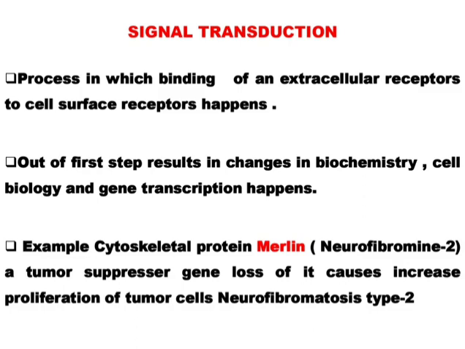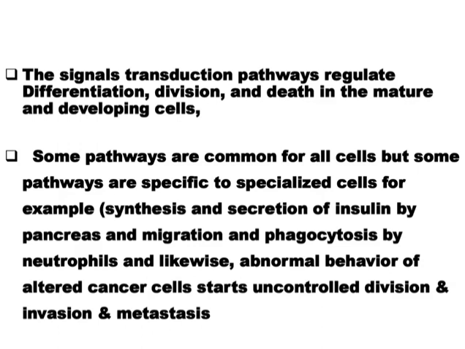So this is important. The signal transduction pathway regulates the differentiation, division, and death in mature and developing cells. Some pathways are common to all cells, but some pathways are very specific to specialized cells. For example, the synthesis and secretion of insulin does not happen in any other tissue of the body except the pancreas.